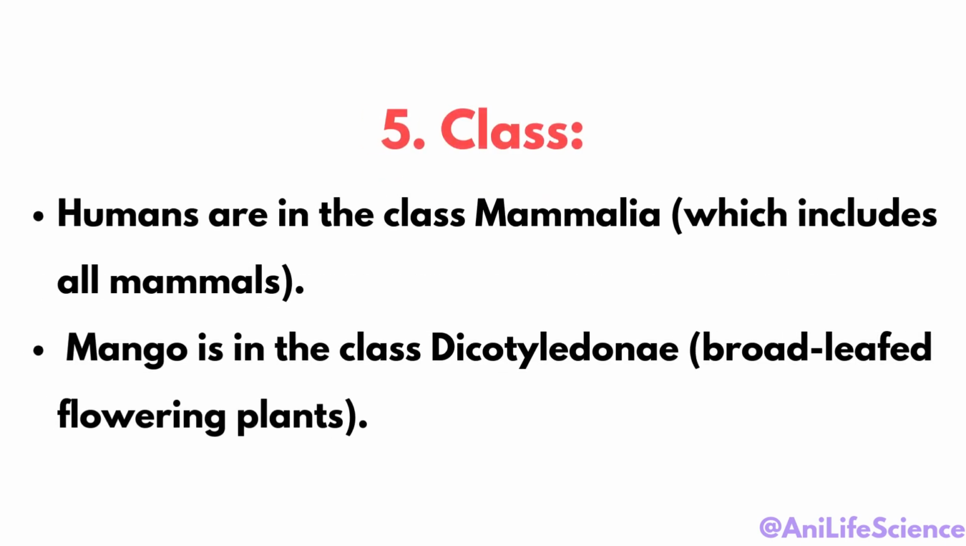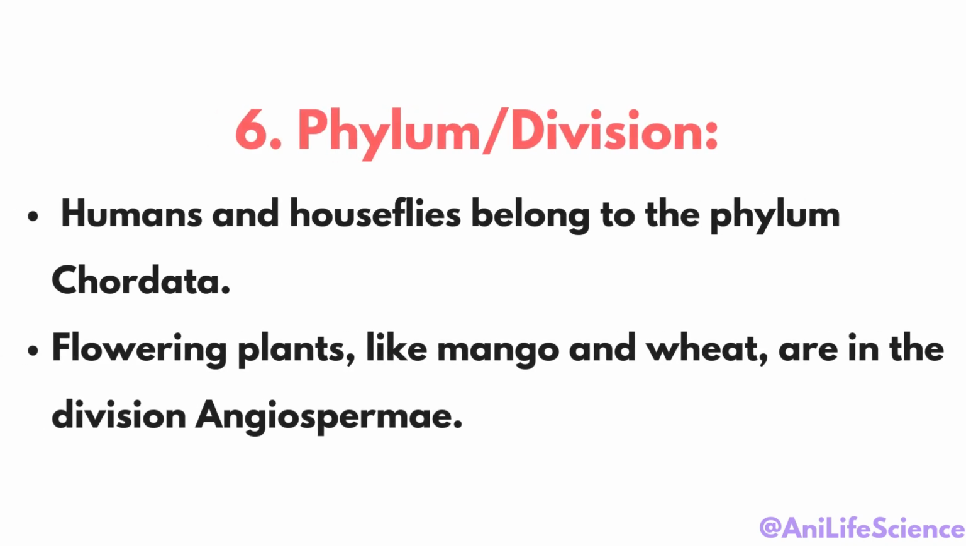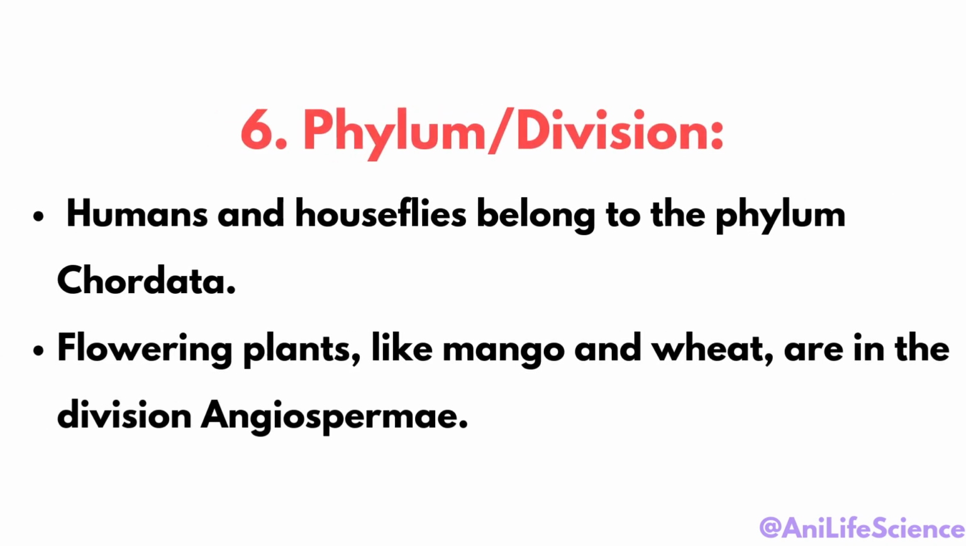Fifth, class. A class groups related orders. Humans are in the class Mammalia, which includes all mammals. Mango is in the class Dicotyledonae, broad-leafed flowering plants. Sixth, phylum or division. A phylum is used for animals, or division is used for plants, and includes related classes. Humans and houseflies belong to the phylum Chordata. Flowering plants, like mango and wheat, are in the division Angiospermae.